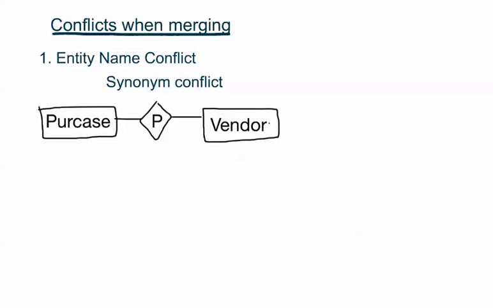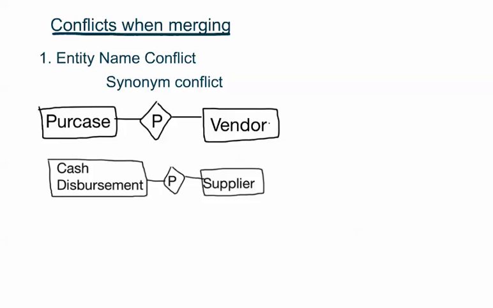Let's say we have a team that worked on the acquisition and payment process, and they came up with this relationship where a purchase is participating with a vendor. So a vendor is making a purchase. And then we might have had another team that was working on the financing business process, and they came up with a relationship where a cash disbursement is made to a supplier. So when we look at this, it doesn't look wrong or anything, and it isn't.